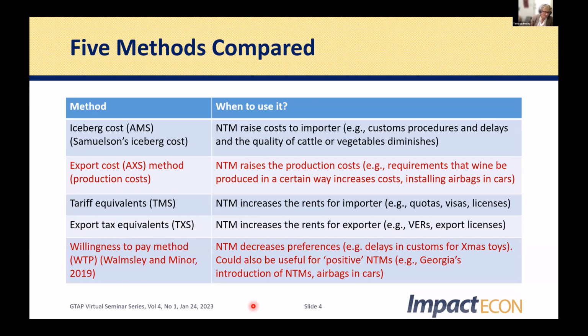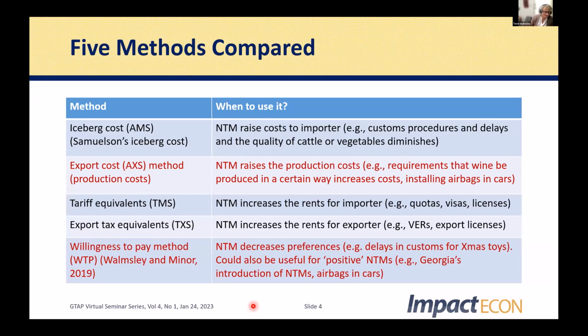So the example given in the paper was delays in customs for a Christmas toy. Christmas toys aren't disappearing. It's simply that a delay in customs means that our demand for our Christmas toy would be lower if it doesn't get there on time.